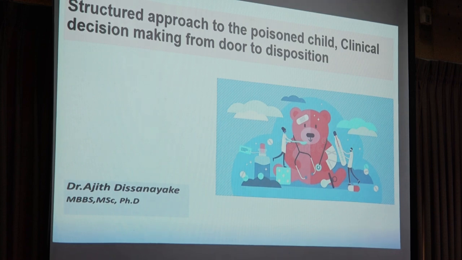Today my topic is a structured approach to the poisoned child, the clinical decision making to go to the disposition. This is the way of doing it when a child comes with a suspected poison. What are the things we have to do, in a nutshell?